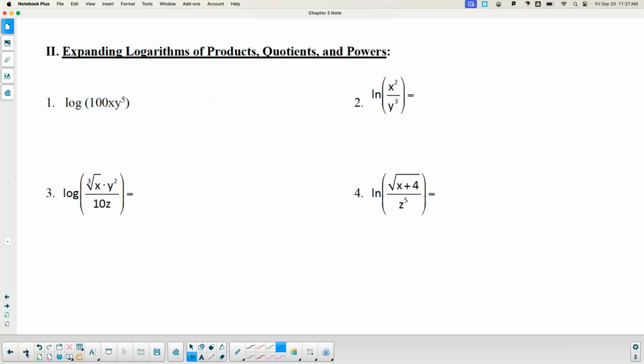So let's expand some logarithms. I'll do one, then I want you to do 3 of them. Okay? So we want to expand these logarithms. Okay? By expanding, that means we want to get to multiple logarithms.